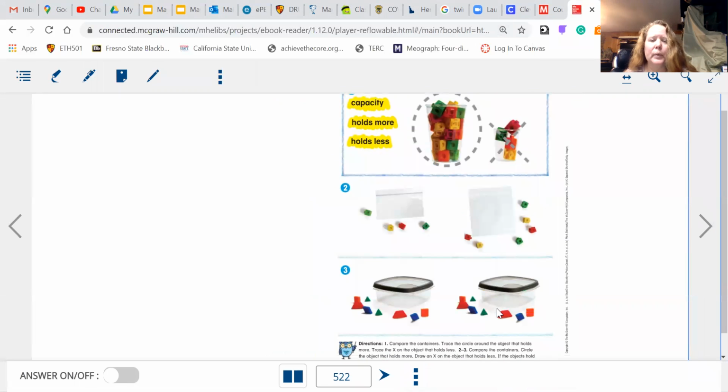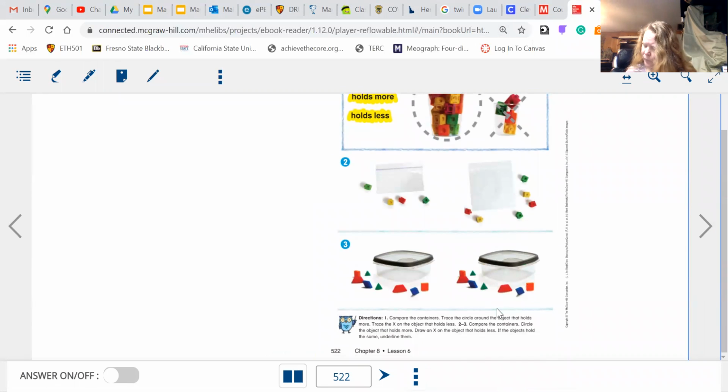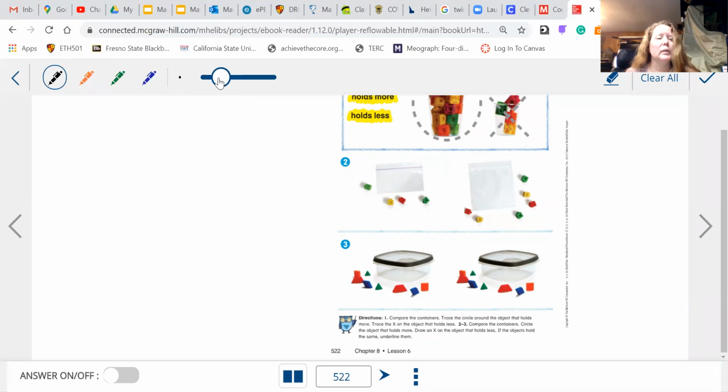Okay, here's number 2. Compare the containers. Circle the object that holds more. Draw an X on the object that holds less. If they hold the same, underline them. So which bag is going to hold the most pieces? This one here on the left or this one on the right? Let me get my pen. Will you mark your page?